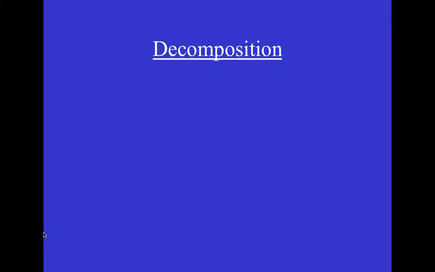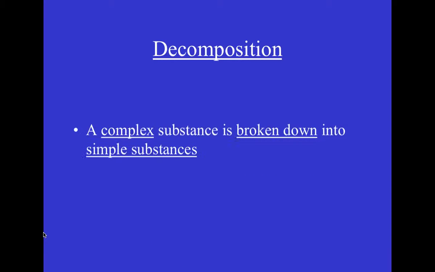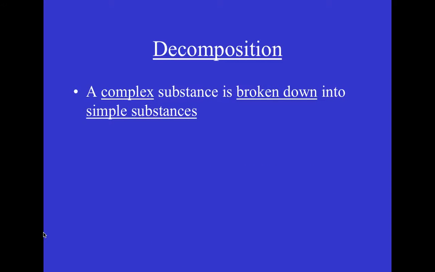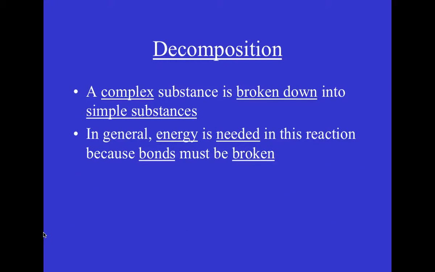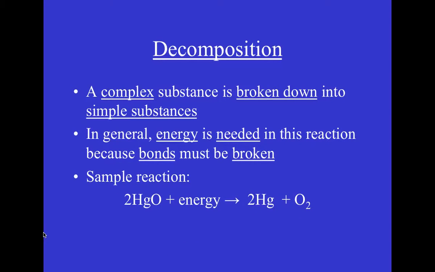The second type is decomposition. In decomposition, we have a complex substance that gets broken down into substances that are more simple. In general, decomposition is kind of the opposite of synthesis. We take in energy because we have to break bonds. So our sample reaction here is the decomposition of mercury oxide. So I have mercury oxide, we add in energy, and I get mercury and oxygen.